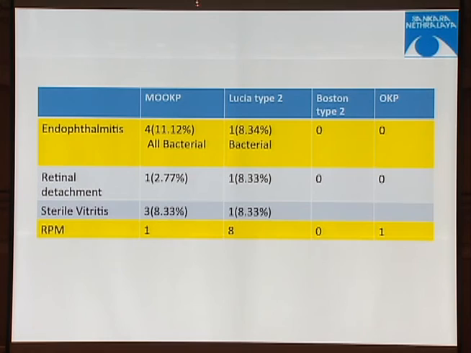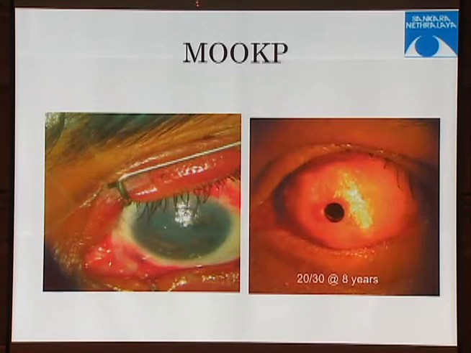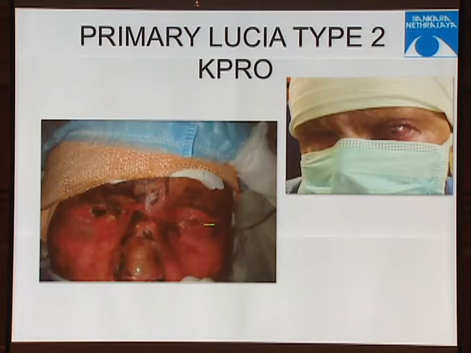Just coming to some of our examples, this patient with a severe chemical injury was managed in the acute stage and then subsequently underwent an MOOKP and is maintaining 20/30 in his only eye 8 years post-op. This is a patient who presented with severe burns. The right eye was perforated. We tried to salvage the right eye. We couldn't. The left eye had a skin graft, but we couldn't see anything behind.